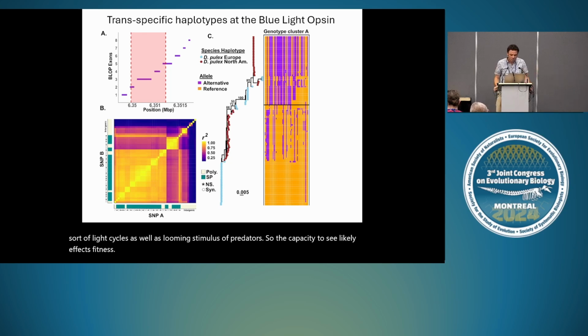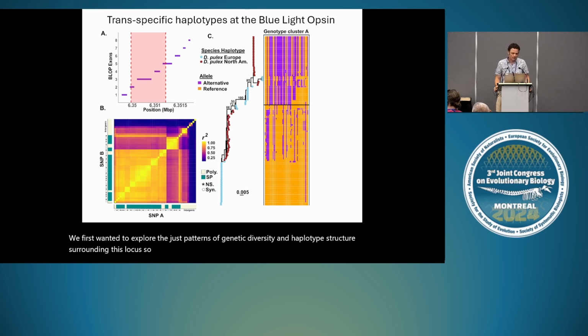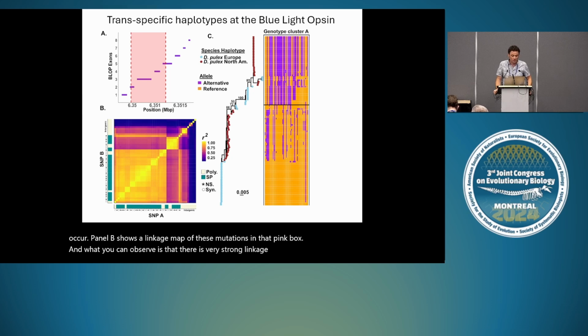We first wanted to explore the patterns of genetic diversity and haplotype structure surrounding this locus. In panel A, we're showing a schematic of the gene structure. The purple lines are different exons in that gene, and that pink box is the region we're zooming in on, surrounding several exons where these trans-specific mutations occur. Panel B shows a linkage map of these mutations in that pink box. And what you can observe is that there is very strong linkage between many of these trans-specific mutations. Many of these mutations are non-synonymous, suggesting that they are functional.